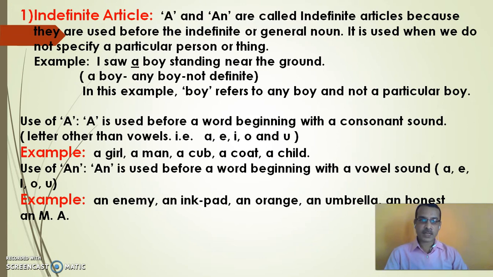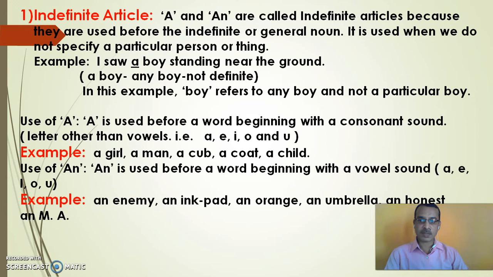They are called indefinite articles because they are used before an indefinite or general noun. The object or the noun referred to in such an example is not fixed or definite, it is indefinite. So, in such an example, articles a and an are used. They are used when we do not specify a particular person or thing or object.